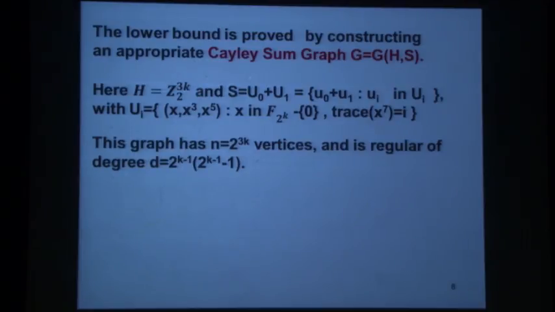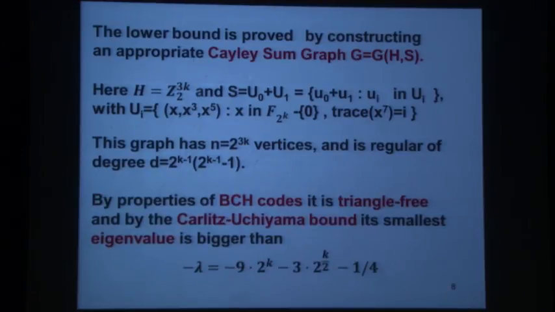Okay. And then it turns out that this graph, because of the definition, you could show that it has 2 properties. By properties of some error correcting codes that are called BCH codes, and that's a simple thing to show, this graph is triangle free, it doesn't contain any triangle. Okay, so let's believe that.